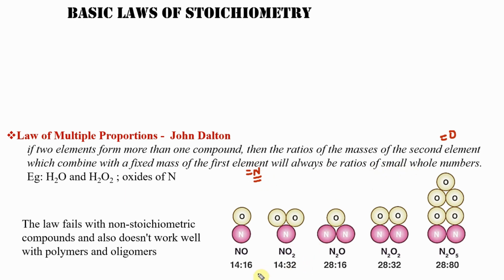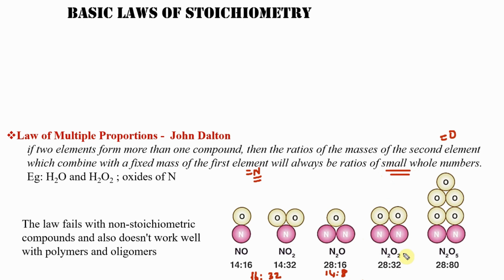For example, let's take here. This is my first element 14, second element 16. So 14:16, one compound. When I go to this, 16:32. So what is the ratio of mass of the second element here? 16:32 or 1:2. Let's take these two. With 14, 16 combines, with 28, 16 combines, or with 14, 8 combines. So the ratio of oxygen in NO and N2O is 16:8 or 2:1. So still a ratio of small whole numbers.